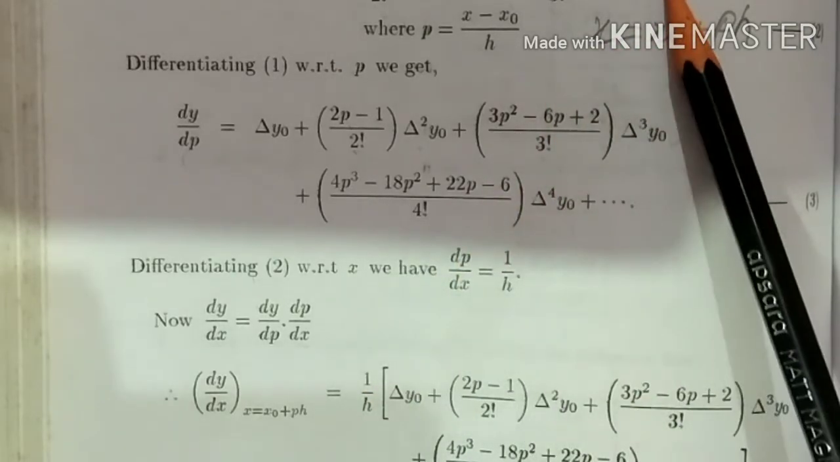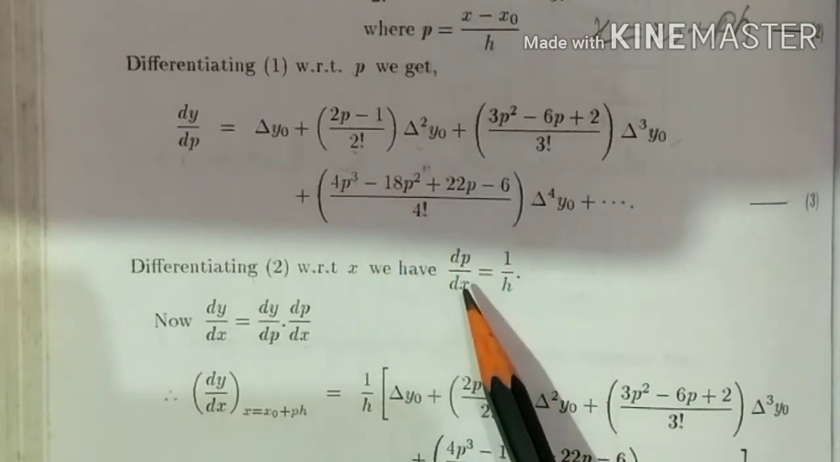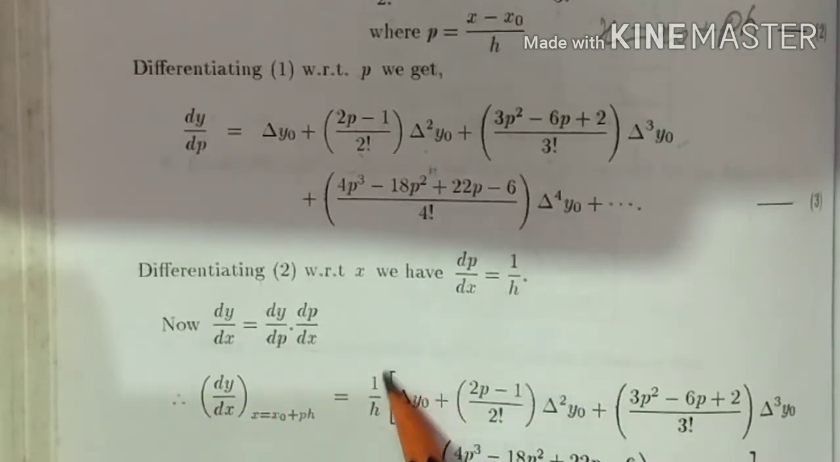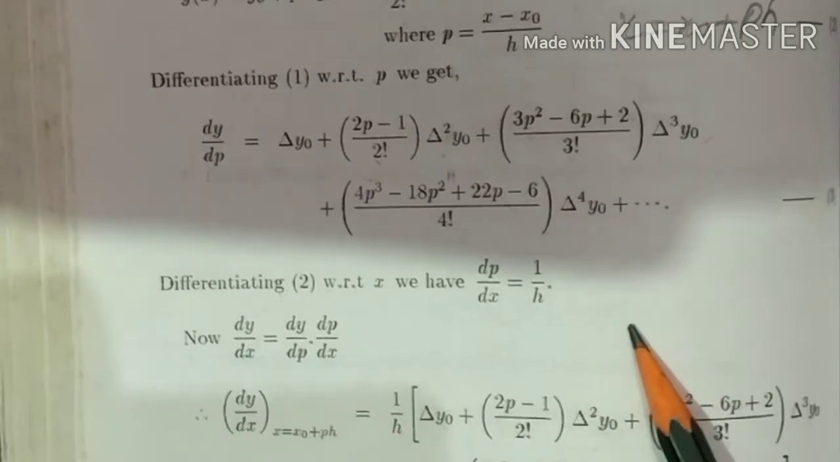In equation 3 we have derived dy upon dp, and here we have found dp upon dx. If I multiply these two, 1 by h I have written here, delta y0 plus 2p minus 1 upon 2 factorial delta square y0 plus 3p square minus 6p plus 2 divided by 3 factorial delta cube y0. So here also we can write this. Now this is called your derivative with respect to x at x equal to x0 plus ph.